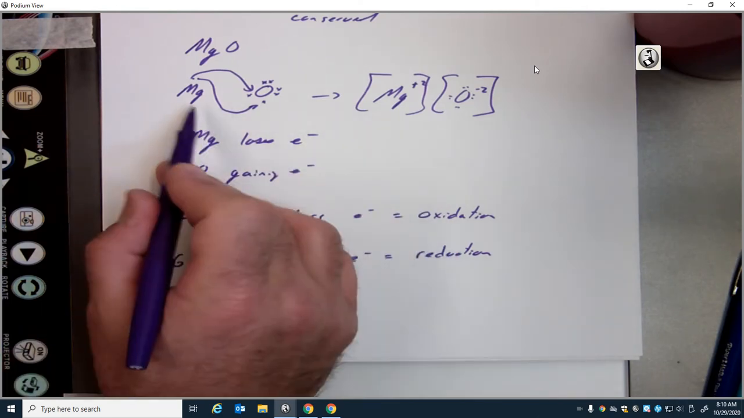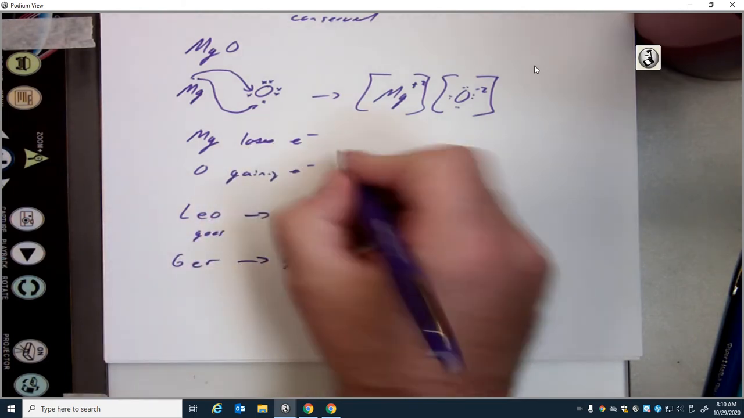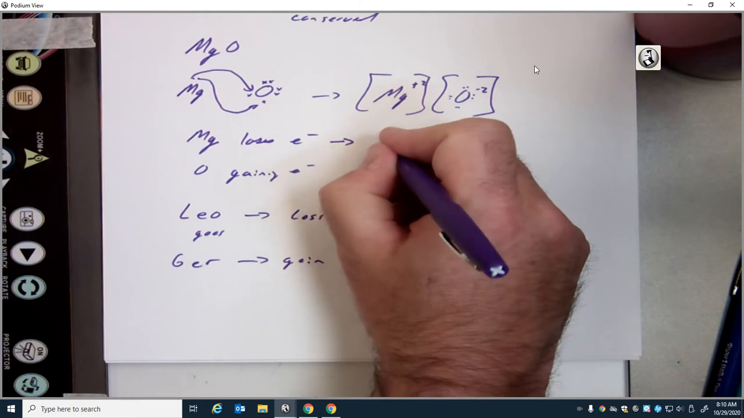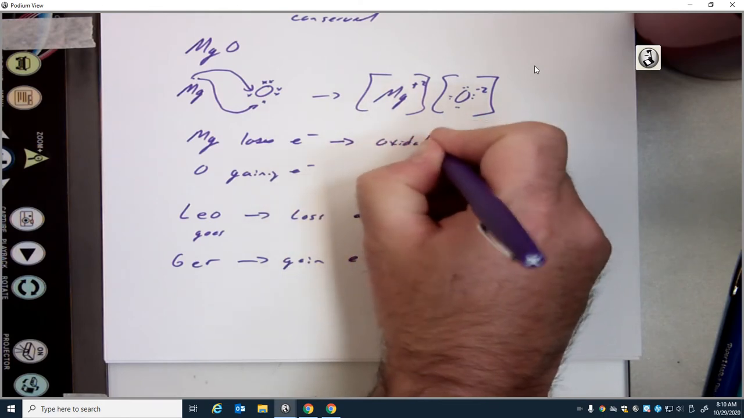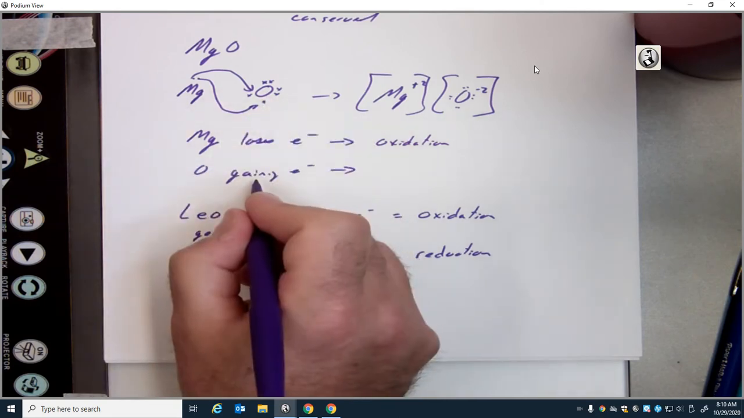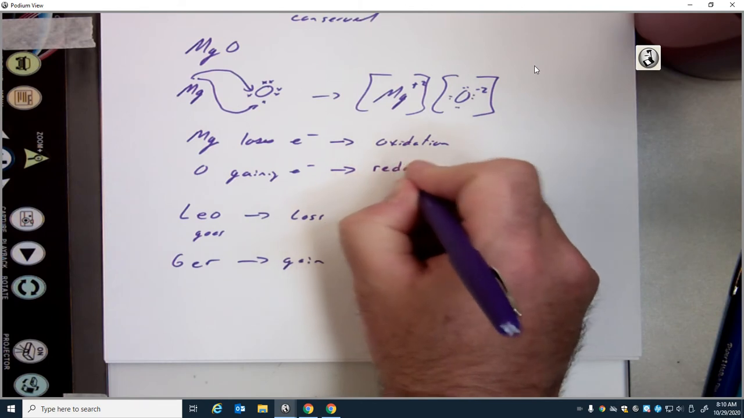So when we look at this, magnesium is losing electrons. So that means the magnesium is going through oxidation. The oxygen is gaining electrons. So that means it's going through reduction.